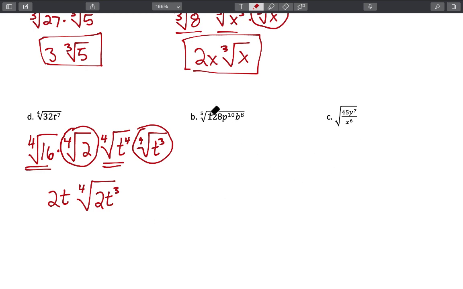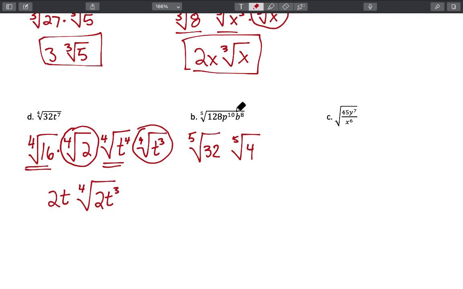All right, let's jump to our next example here. This fifth root of 128, p to the 10th, and b to the 8th. So for our fifth root, we can start thinking about factors of 128 that might be perfect fifth powers, and it's 32, okay? Now, the remaining amount of that, oops, I did third root there. It's supposed to be fifth root, my bad. So that should be the fifth root of 32 times the fifth root of 4.